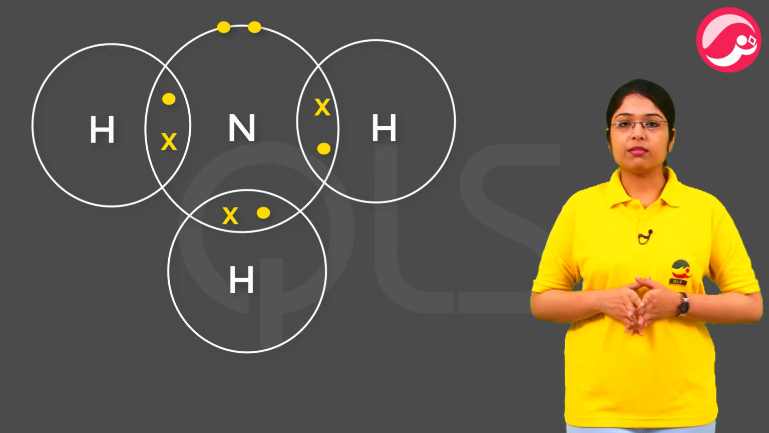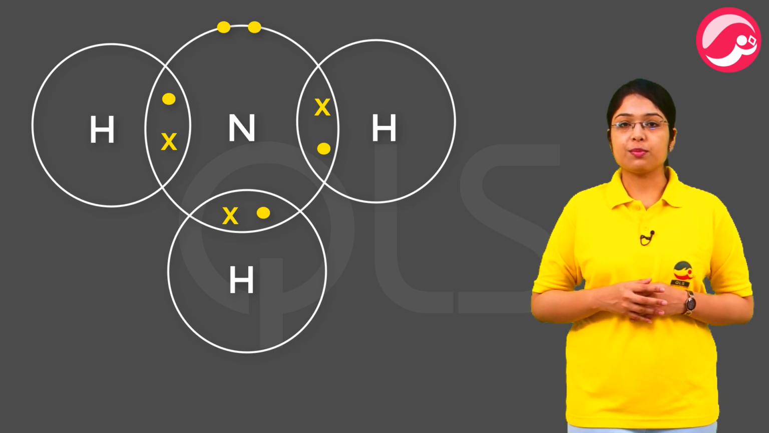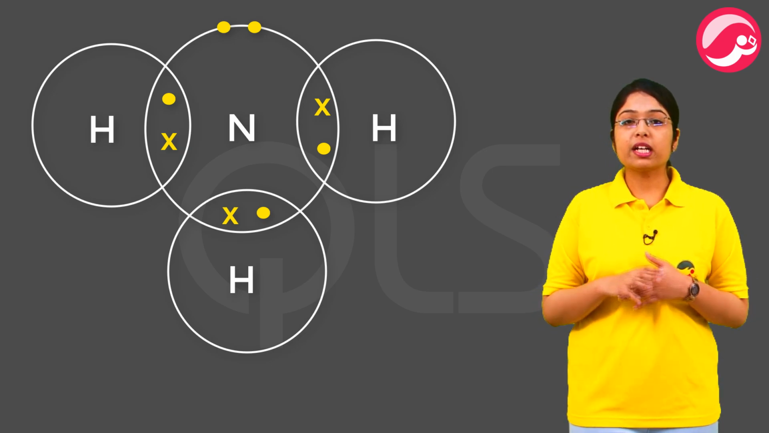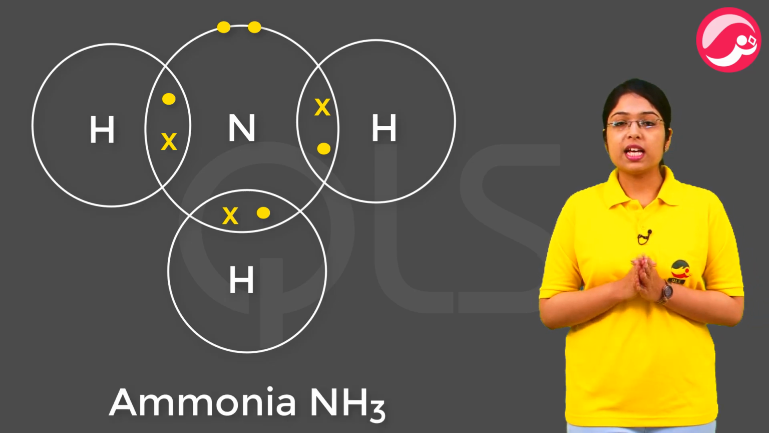Nitrogen के पास एक और choice है. It can fulfill its valency by combining with 3 hydrogen atoms. This compound formed by combining 3 hydrogen atoms to 1 nitrogen atom is ammonia, NH3.